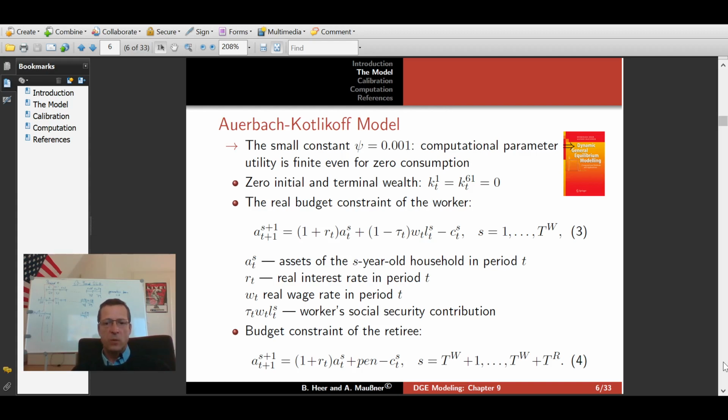In old age, as a retiree, we do not get wage income, so we do not get net wages, but we receive pensions. We assume pensions are lump sum and do not depend on contributions. We have considered different cases in our two-period overlapping generations model, and we will reintroduce it later. But for the time being, let's assume we get a lump sum pension in old age, so at age TW plus 1, 41, up to age 60. So the budget constraint of the retiree is described in equation 4.